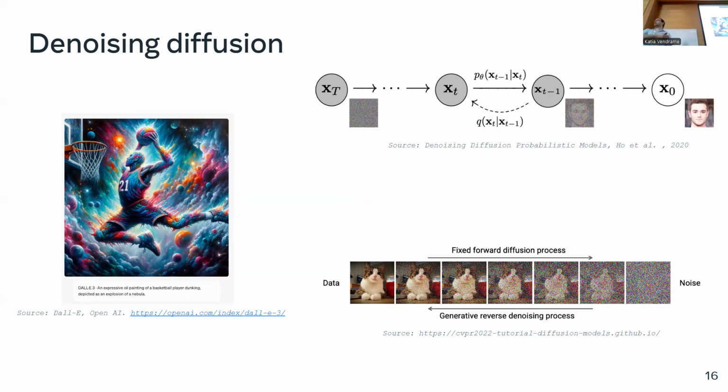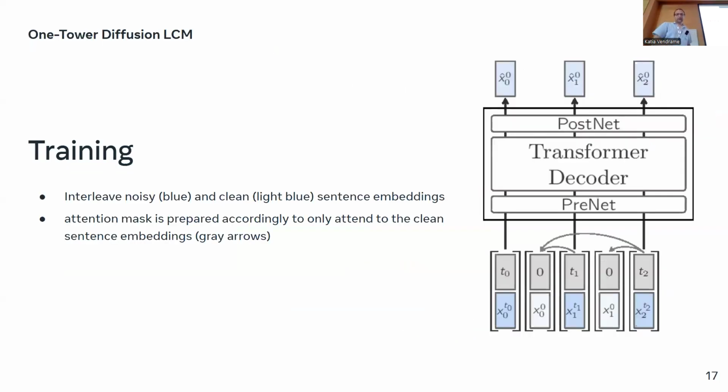So our goal was to say, okay, if it works for images, it might work, or should work, I don't know, for sentence embeddings. Why not? Okay, so what was the idea? What we did is that we tried to consider two different architectures for the diffusion LCM: the one-tower and the two-tower.